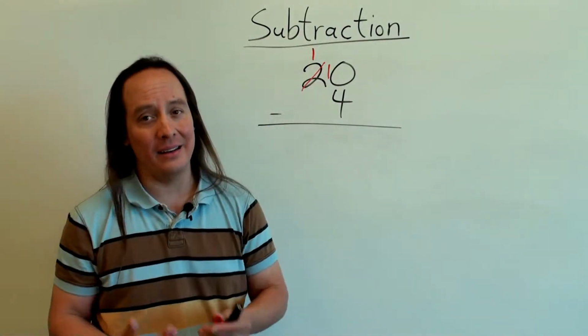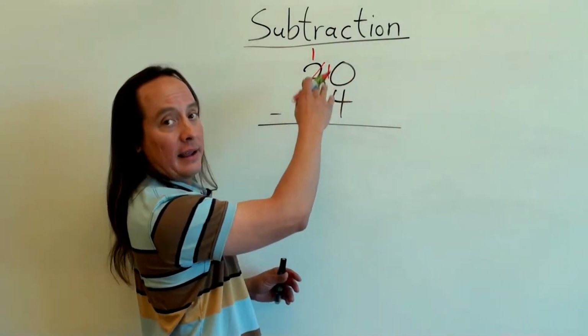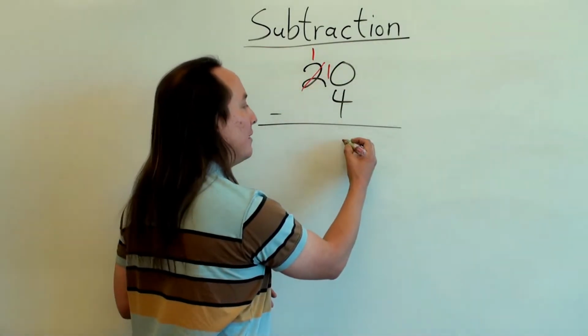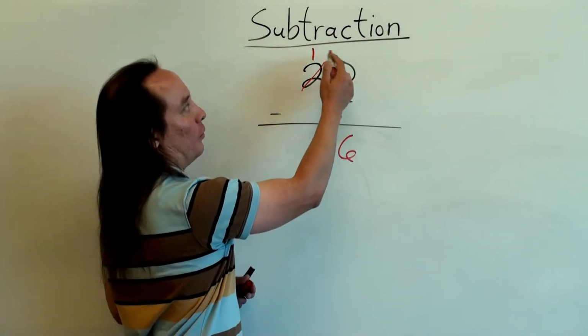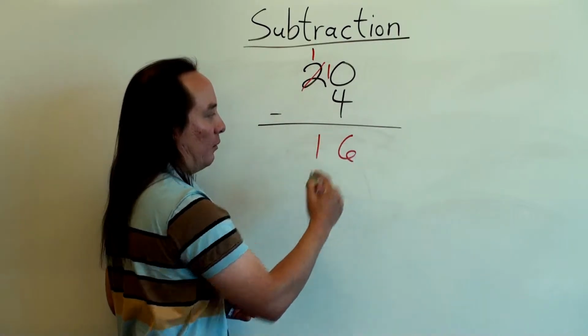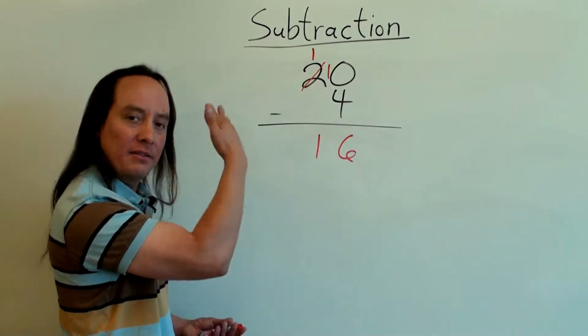So now it's 10 minus 4. Now I can do that. Now there's enough in 10 to take away 4. So 10 minus 4 is 6. And this is no longer a 2, it's a 1. So 1 minus nothing is 1. 16. Okay? So that's how we borrow. We borrow from the next column over.